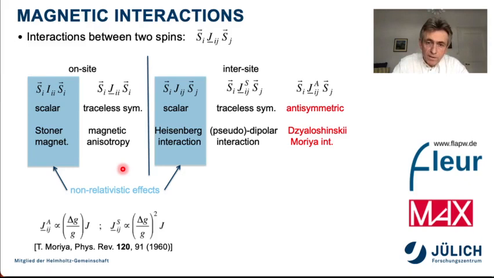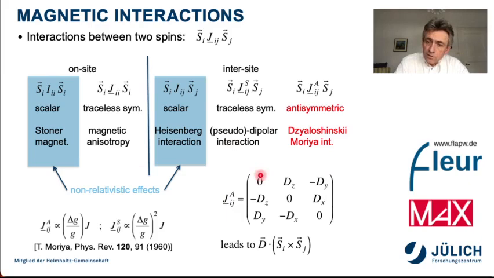So, for example, this Dzyaloshinskii-Moriya interaction comes from the antisymmetric part of this exchange matrix, and you can rewrite this in the form of a triple product, which contains the cross product between the two spins at site I and site J. And this D here gives, so to say, the interaction strength.